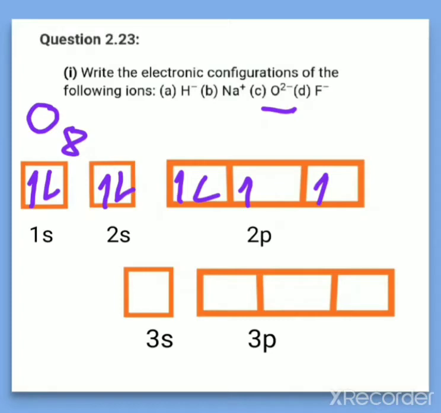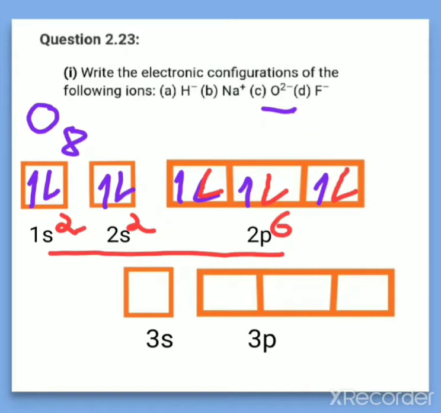The sequence will go the same way as you have done. Where you have ended, the next electrons will go: 1 electron here, 1 electron here. So when you count it, how many electrons are there? Here is 2, here is 2, and here it is 6. So the total number of electrons is 10. There were 8 electrons in the atom, 2 electrons are gained, so it becomes 10.